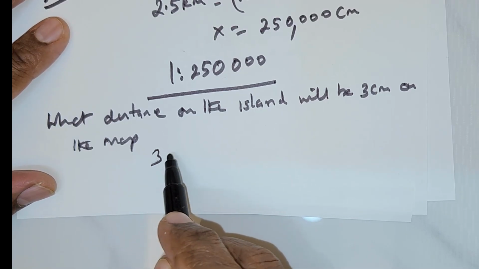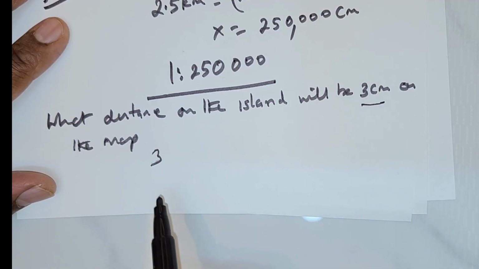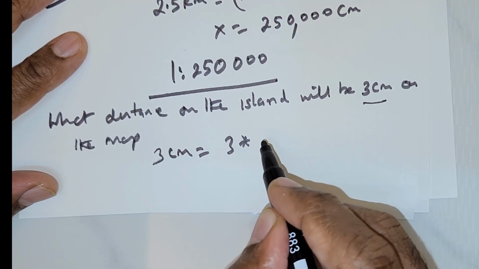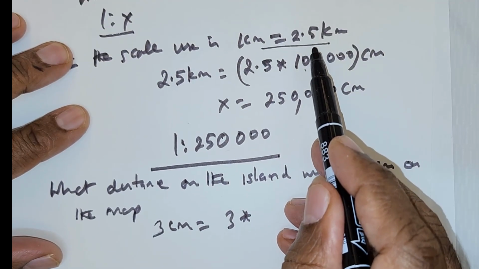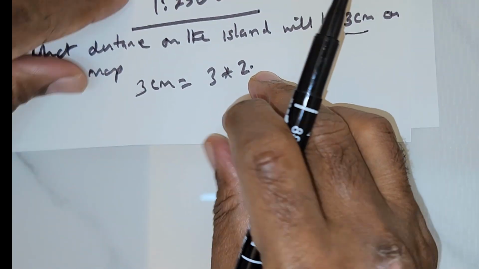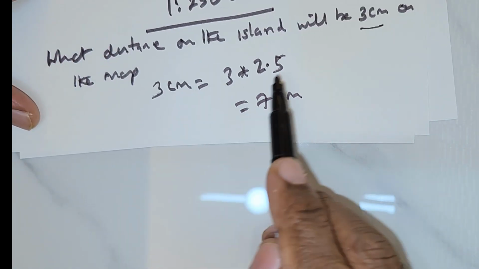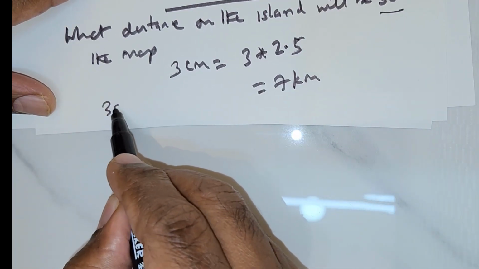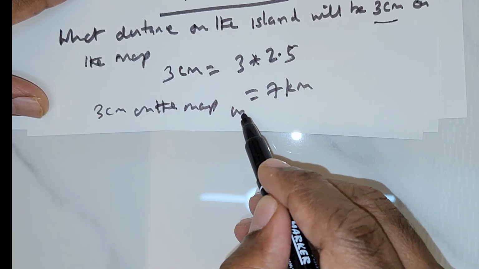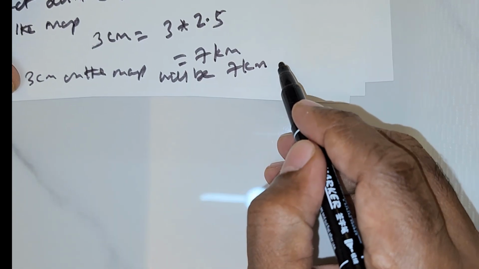So 3 cm is given, so we are expected to find what exactly this 3 cm represents in the real world. So this 3 cm is nothing but 3 multiplied with 1 cm is 2.5 km. So we multiplied by 2.5. So what do we get? We get 7.5 km. So 3 cm on the map will be 7.5 km on the island.